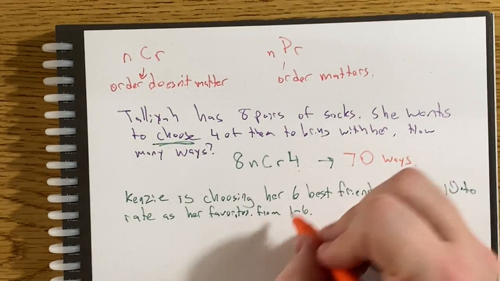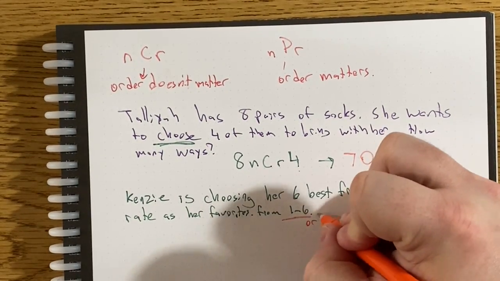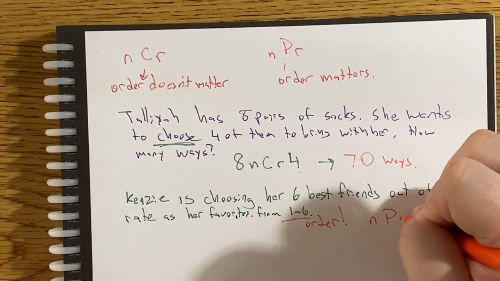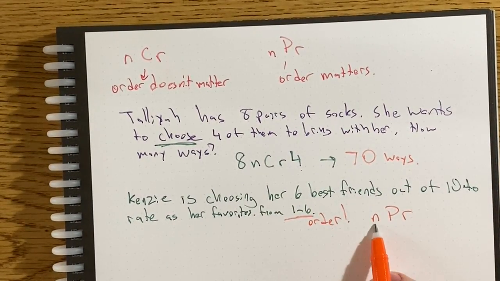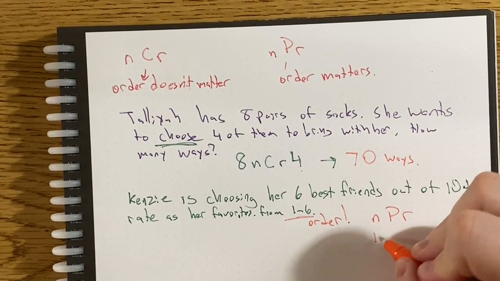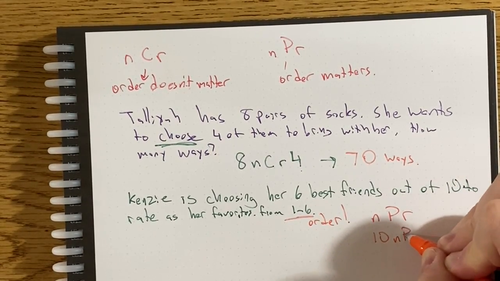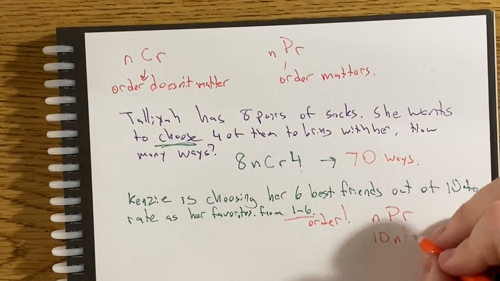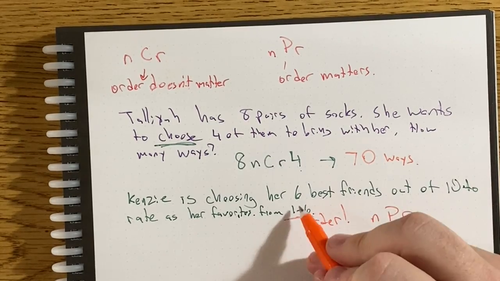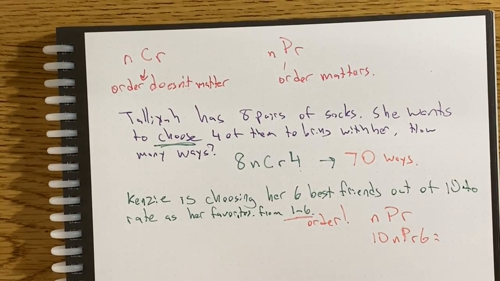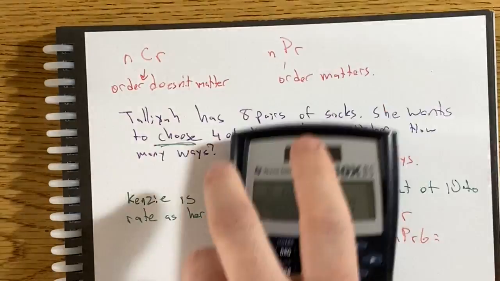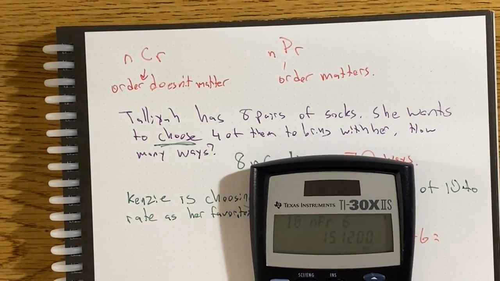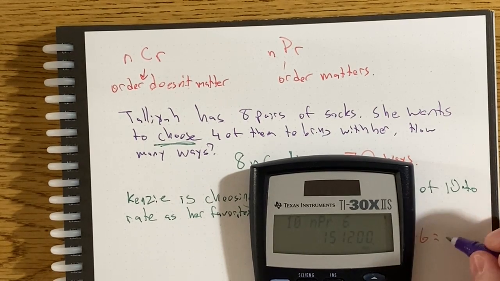So because she is ordering, you've got to use nPr. Remember, the first thing is how many there were, 10. nPr. Whoa, what's happening there? And there's 6. And you would simply put that into the calculator: 10, nPr, 6, and you get 151,200 ways.